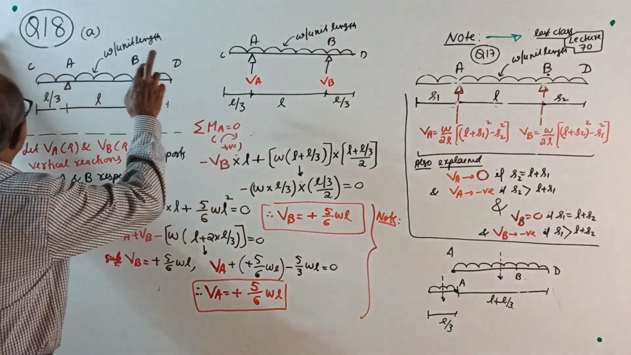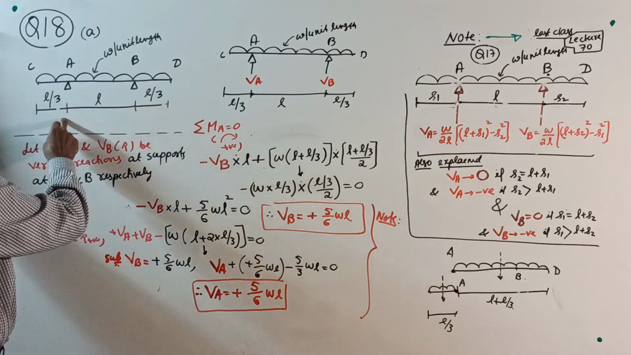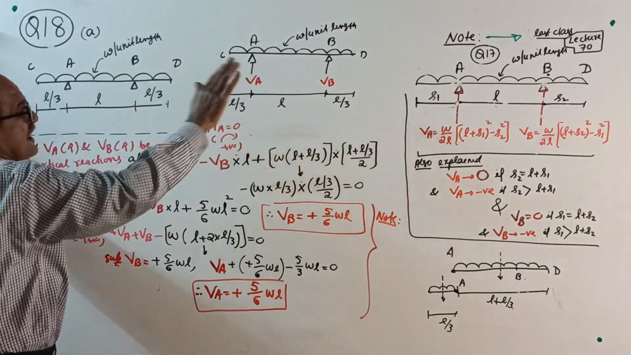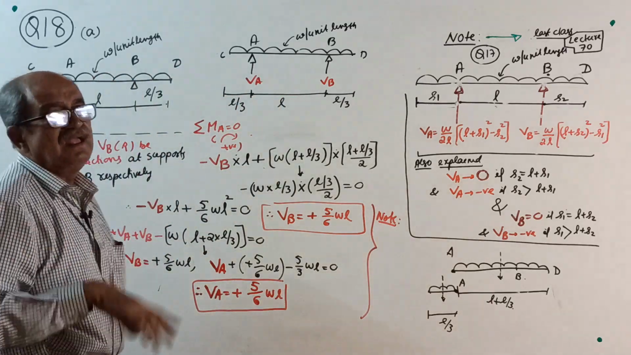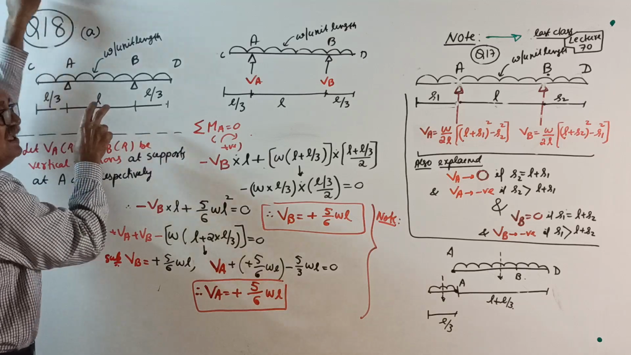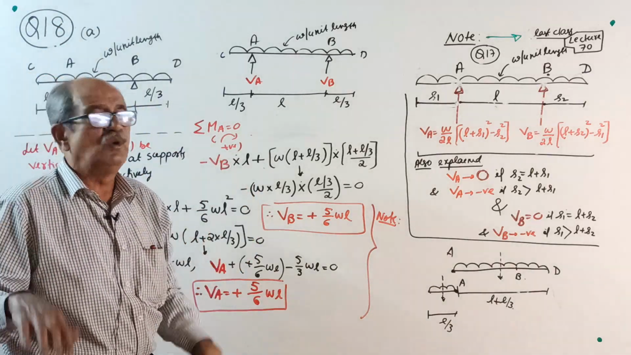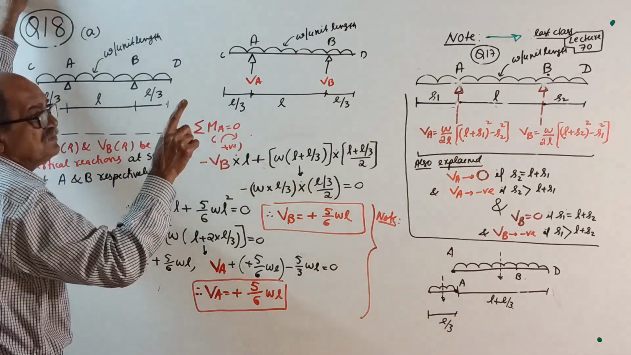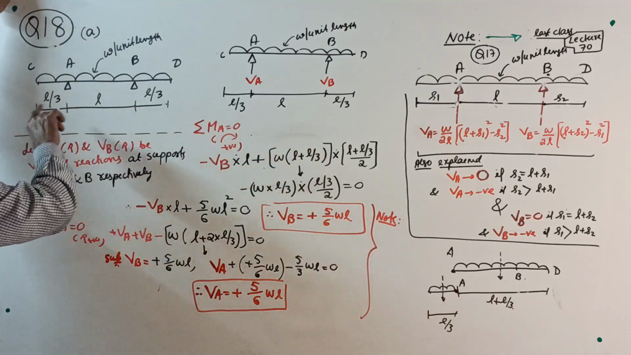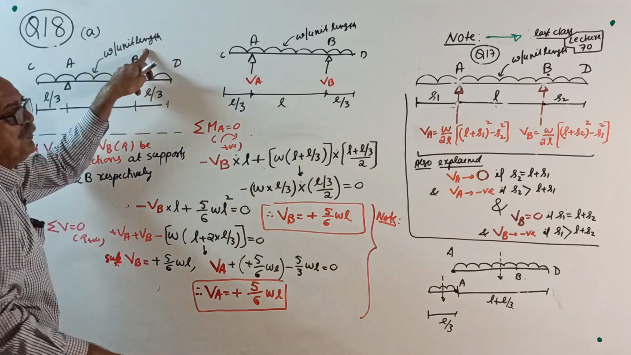Question: A simply supported beam has a span of L between the supports. It has overhangs of L by 3 on either side. Now the overhangs are connected with L. Next time, question 19 is full numerical. It has overhangs of L by 3 on either side, and the entire beam is loaded by UDL of W per unit length.